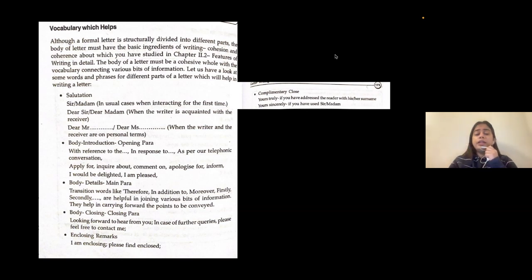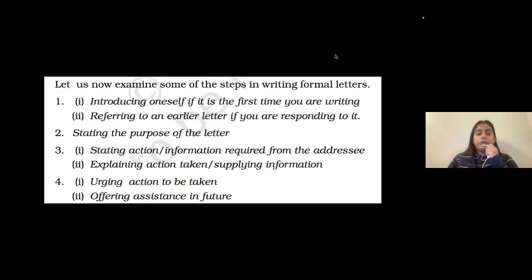Then, dear sir, dear madam, only if you are acquainted with the receiver. If you're acquainted with the receiver, you may use dear sir, dear madam. But if you're interacting with the person for the first time, avoid using dear sir, dear madam. But if you're acquainted with the receiver, let's say it's your second or third interaction with the receiver, you may use dear sir, dear madam. Then comes the body. After the subject line and salutation comes the body of the letter.